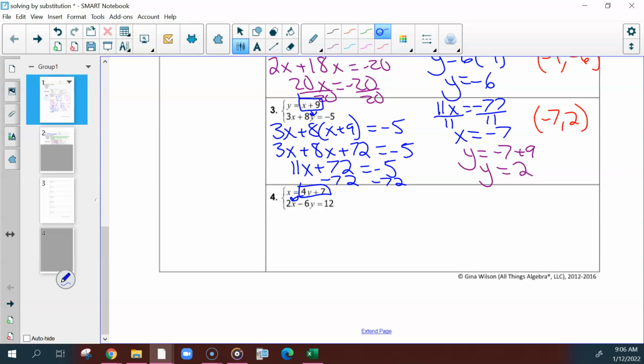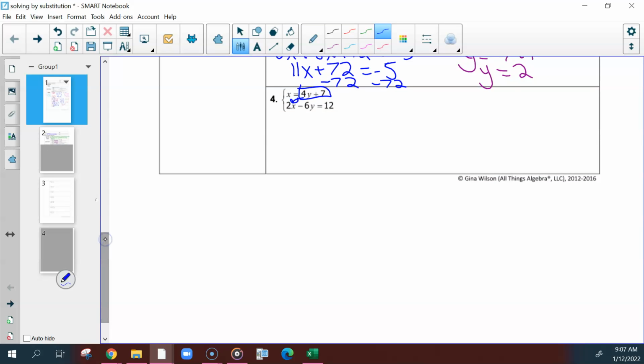So this would be somewhere where you need to make sure that you're not putting it into the wrong thing. Because maybe if you saw a lot of y's and you were putting those in for y, and then confused this and did the same thing, then you end up with this, 2 different variables. So when we rewrite the second one, we have 2 times whatever x was, so 4y plus 7, minus 6y equals 12.